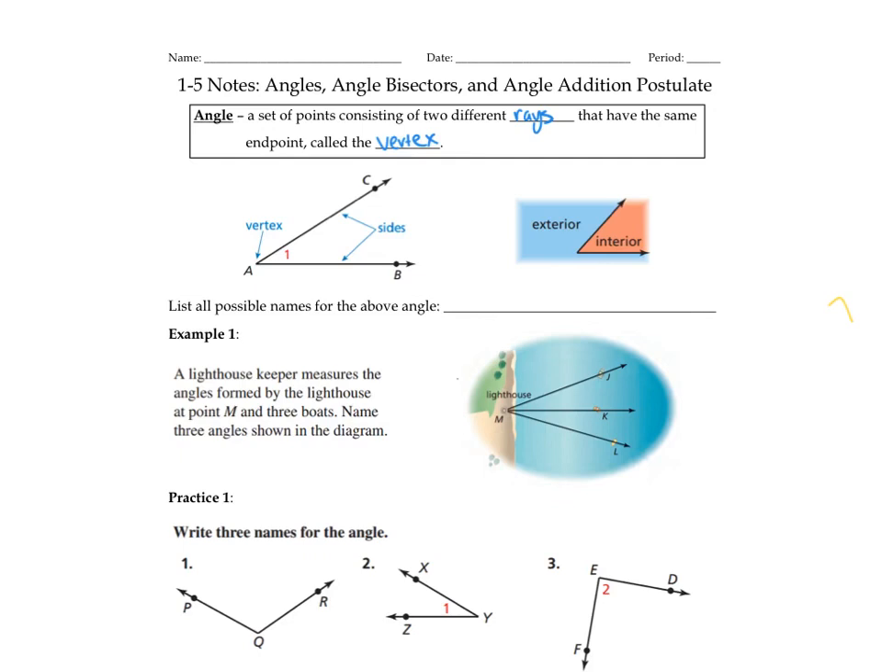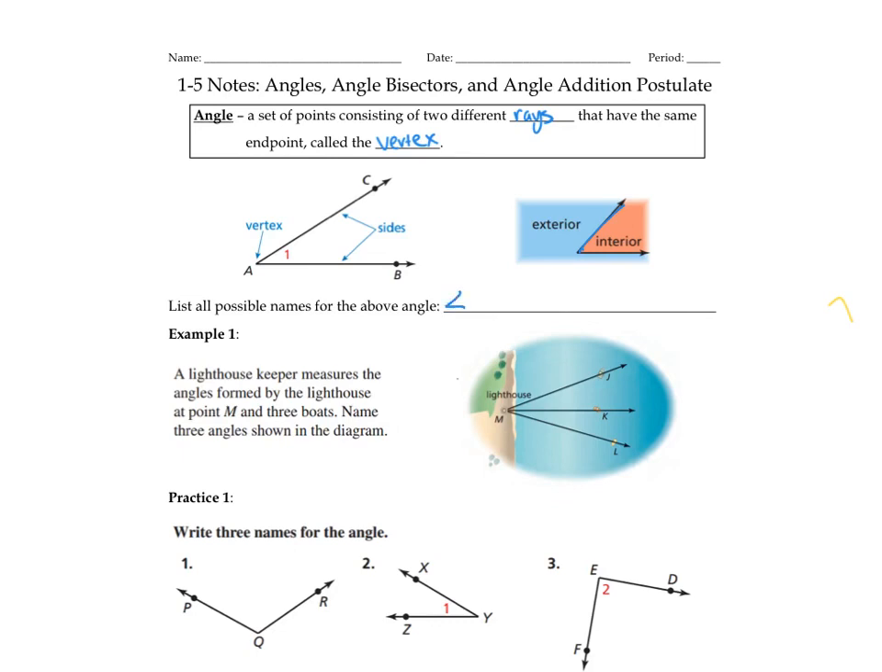All right, notice that there's also an interior versus an exterior of an angle. So if you look at this diagram shown, if it's inside of the angle, then it would be considered the interior, whereas if it's outside of the angle, then it would be considered the exterior. All right, so it says list all the possible names for the above angle. So there are several different ways that you could name that.